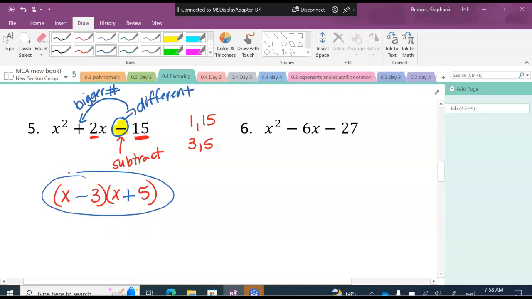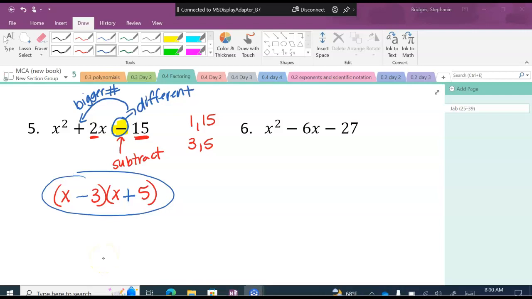If the second sign is a minus, this is what this says. If the second sign is a minus, we want the factors of the last term, which in this case was 15, that subtract to give the middle term, which was 2. Your signs will be different, and the first sign goes in front of the bigger number. So I'm going to pause just for a second.